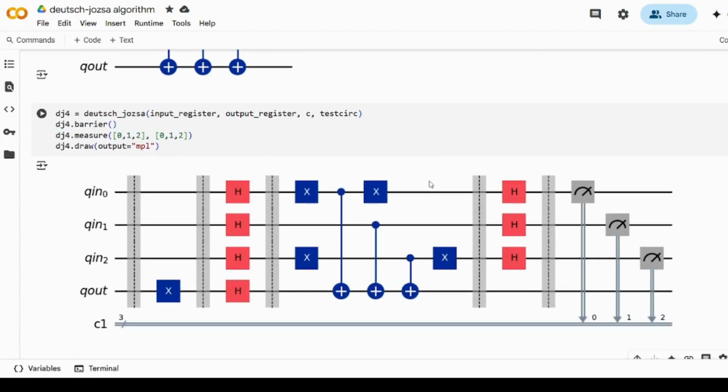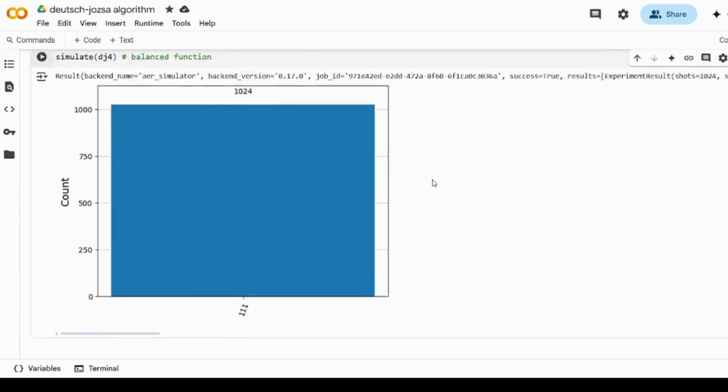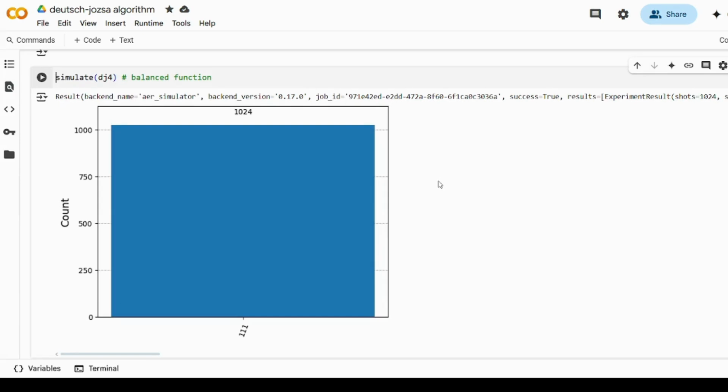Then the Deutsch-Jozsa algorithm circuit is as shown. Simulating it gives a ket 111, indicating that the test circuit is a balanced function.